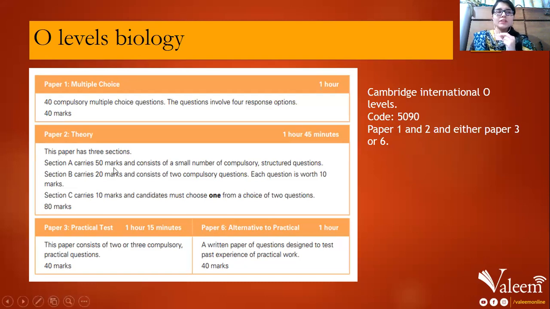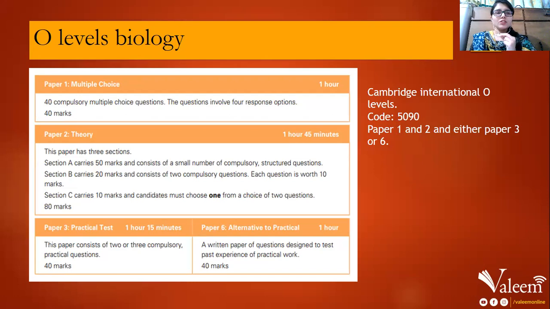Paper 1 has 40 compulsory multiple choice questions. Each has 4 answers, so one is the correct one out of the 4. The time period for this paper is 1 hour. Whereas paper 2 is a theory paper. The total time period for it is 1 hour 45 minutes.